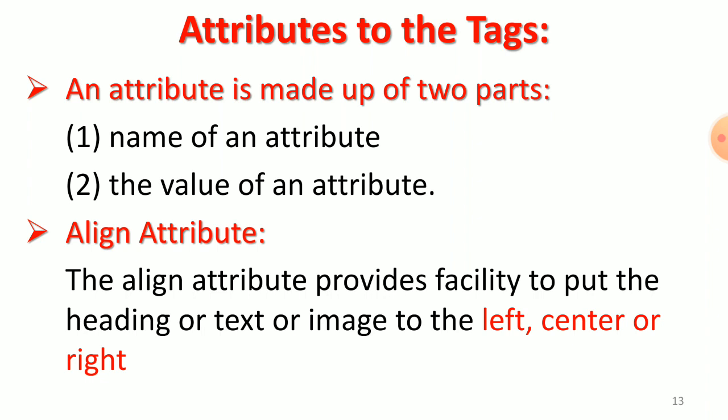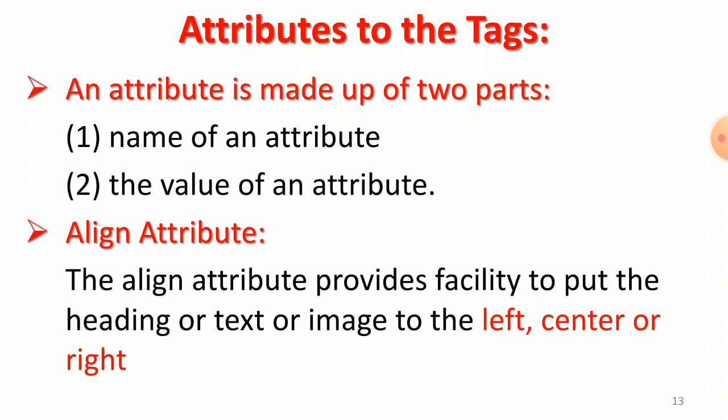Align attribute. The align attribute provides the facility to put the heading or text or images to the left side, center or right of the web page. By default, the content is aligned to the left of the page. It can take three values as follows.